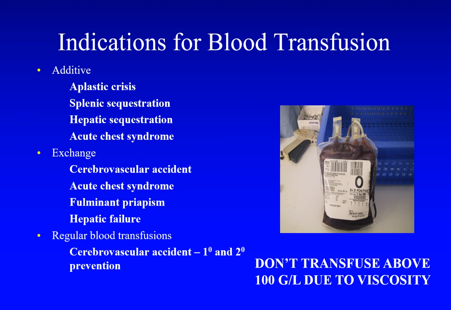And then the other reasons are increased transcranial Doppler velocities, although there is a lot of evidence that hydroxyurea can be just as good as transfusions in preventing conditional velocities becoming high. If a patient does have high velocities, we'll put them onto a transfusion program for a year to get them away from that acute risk and then transfer them onto hydroxycarbamide. Never transfuse above 100 grams per litre due to hyperviscosity.